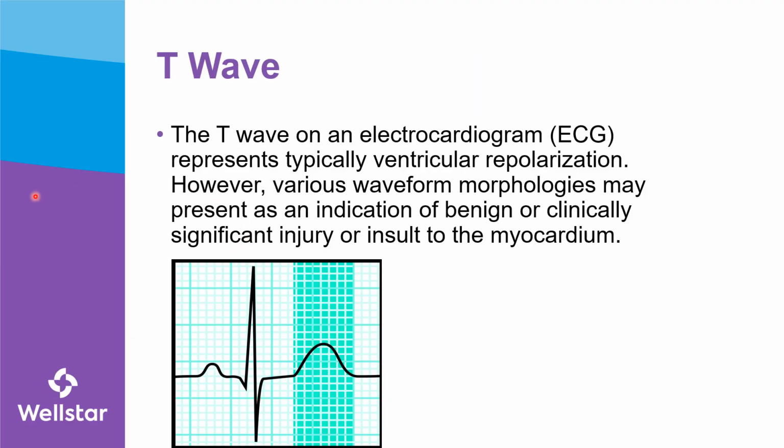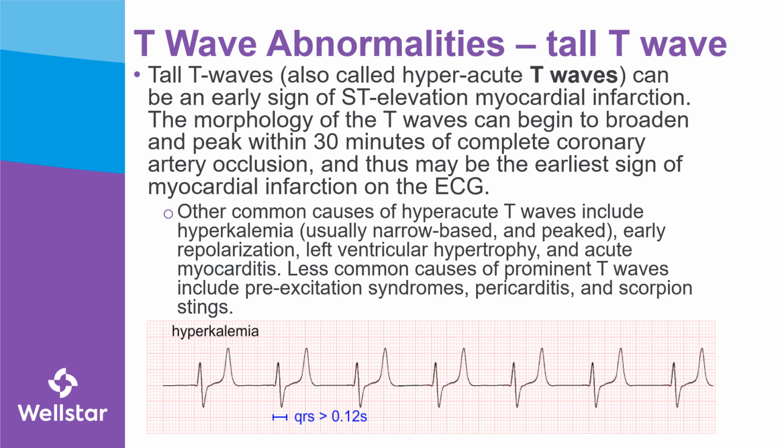T waves. The T wave on the electrocardiogram, or ECG, typically represents ventricular repolarization. However, various waveform morphologies may present as an indication of benign or clinically significant injury or insult to the myocardium. T-wave abnormalities such as the tall T-wave. Tall T-waves, also called hyperacute T-waves, can be an early sign of ST elevation myocardial infarction. The morphology of the T-waves can begin to broaden and peak within 30 minutes of complete coronary artery occlusion, and thus may be the earliest sign of myocardial infarction on the EKG.